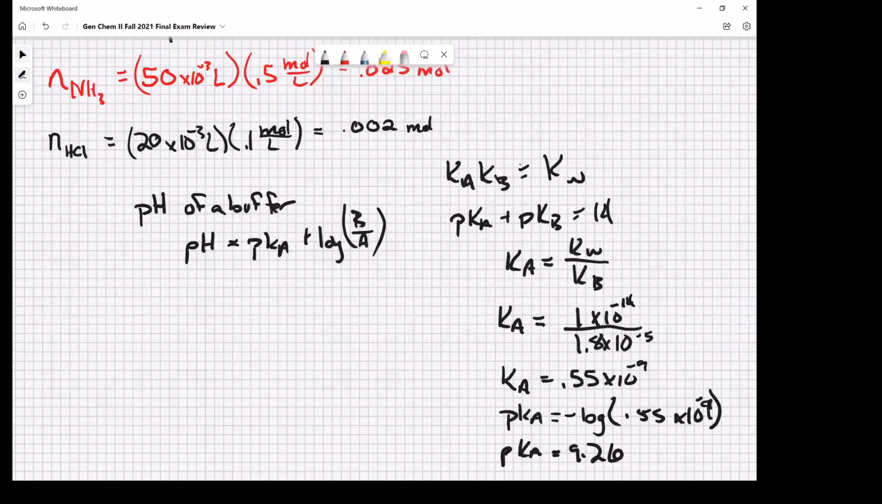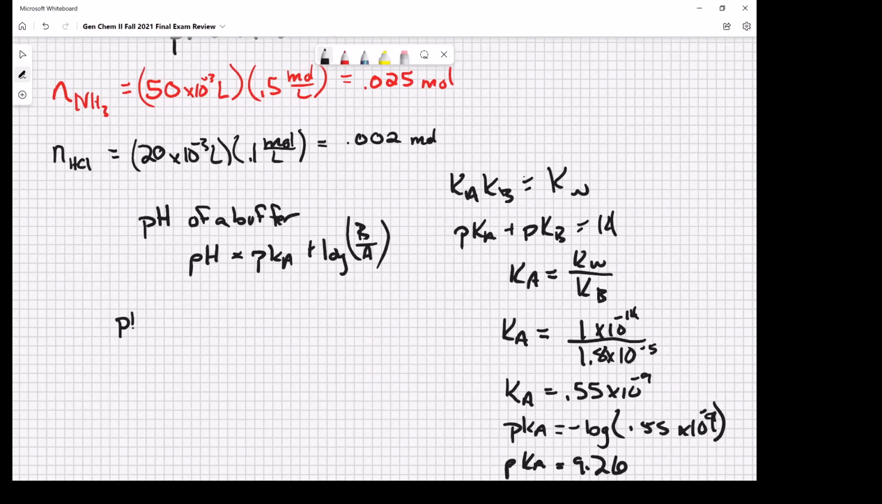So now we can throw those values in. Our pH is going to be equal to our pKa, which is 9.26, plus the log of our concentration of base, 0.025, divided by 0.002. That's our acid. Now, I know I just used numbers of moles there, I didn't use concentrations. Because they're in the same container, they have the same volume, so their liters would cancel out in both cases.